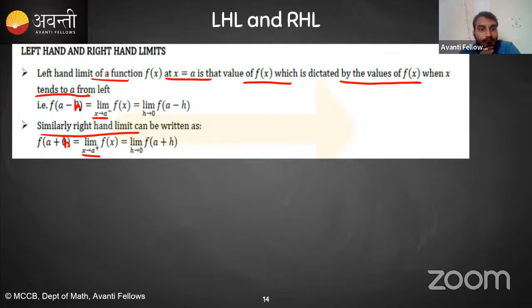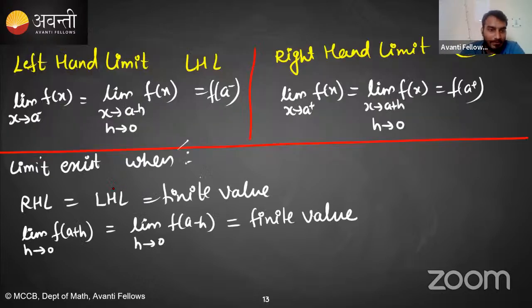Okay, is this clear, everyone? Is this clear? So what is the left hand limit? This is the left hand limit: limit h tends to 0 f of a minus h. Right hand limit is limit h tends to 0 f of a plus h.